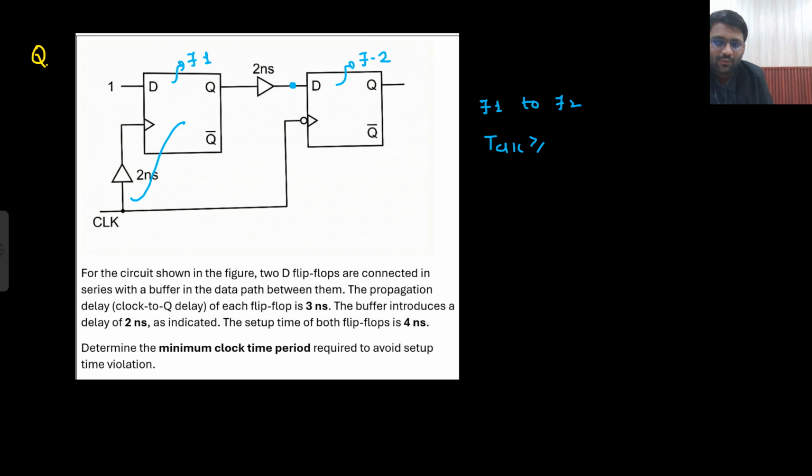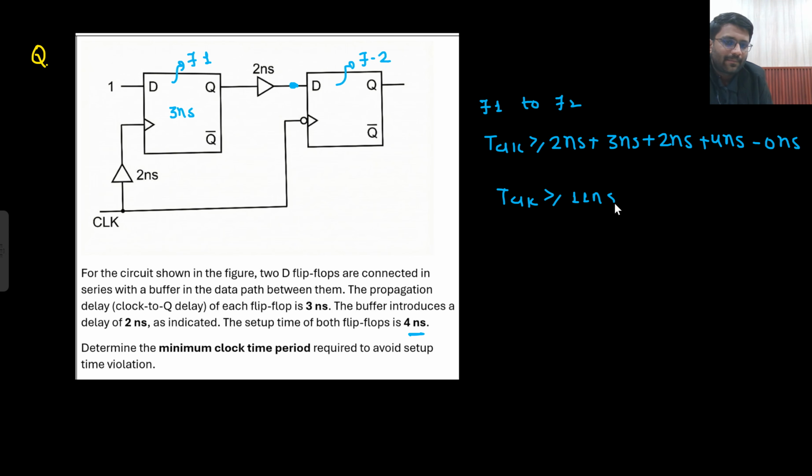How much time will it take? The buffer delay is 2 nanosecond, clock to Q delay is 3 nanosecond, and setup time of both of them is 4 nanosecond. First it will go through the delay of 2 nanosecond plus 3 nanosecond, then plus 2 nanosecond. I have reached here. Now I'll ask, what is your setup time? He will say, my setup time is 4 nanosecond. Then I will ask, after how much delay is your clock coming? 99% of the students and a lot of teachers would also say 0 nanosecond, because here there is no buffer. So what will be the answer? T clock should be greater than or equal to 11 nanosecond. That's it.